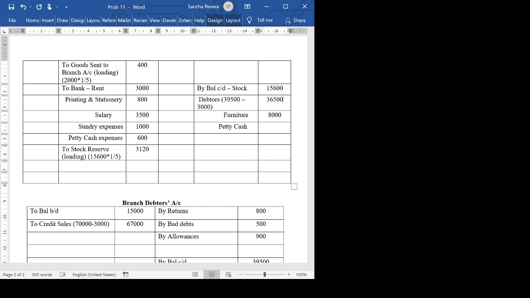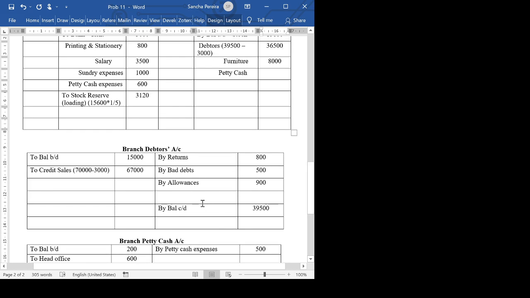Is this understood by everyone? If somebody has not understood why I have not taken RDD in the debtors account and you want me to explain again, please let me know.